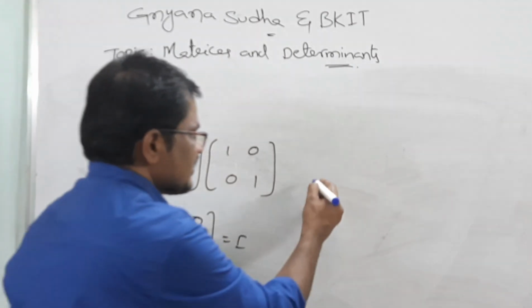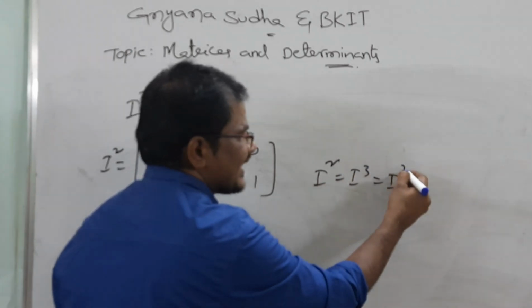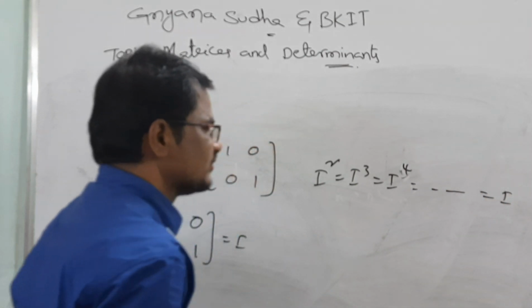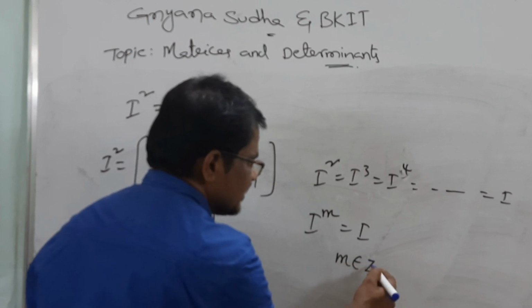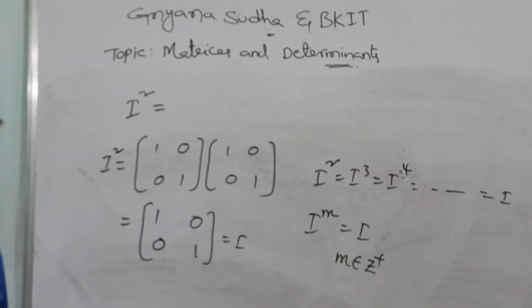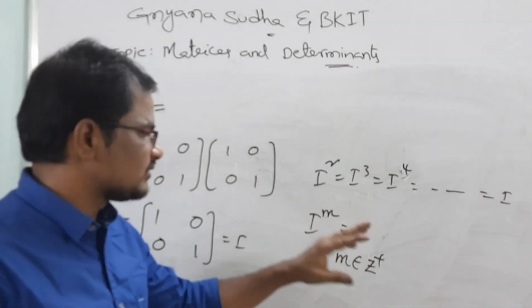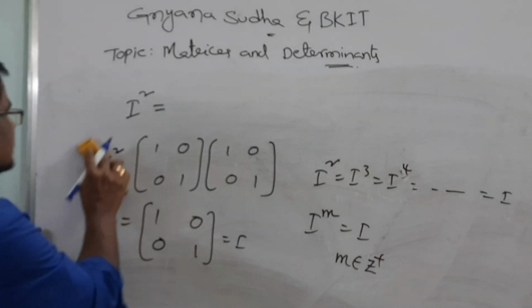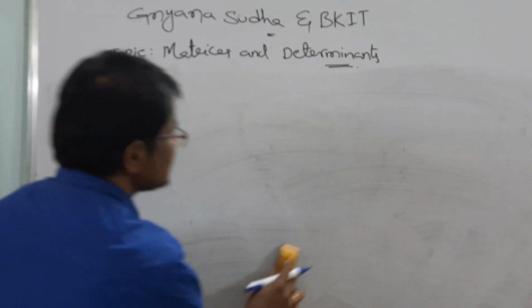Means I square, I cube, I to the power of 4, etc. equal to what will we get? I only. Means I to the power of m equal to I only, if you take m belongs to Z plus, means positive integers. So I to the power of 100, I to the power of 101 also, what will we get? I only will we get. Okay, no? So these are some properties on multiplication and addition of matrices.